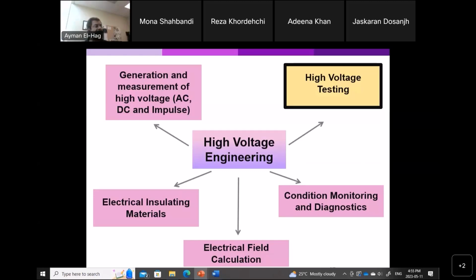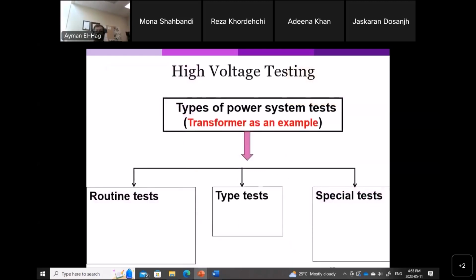Now comes the testing of those assets. So the testing, generally speaking, can be classified into routine, type, and special tests. Routine means that every single component or every single asset has to be tested. So every single cable, every single transformer, every single installation has to be tested.